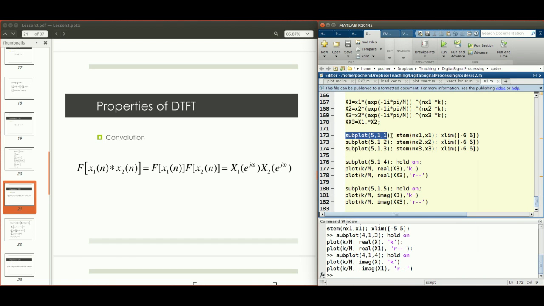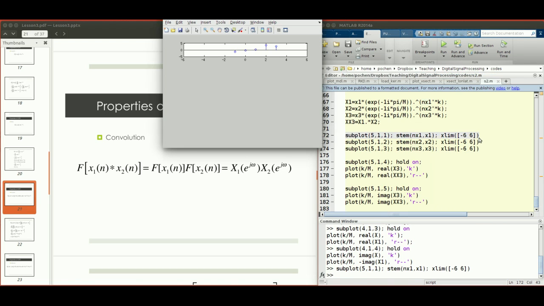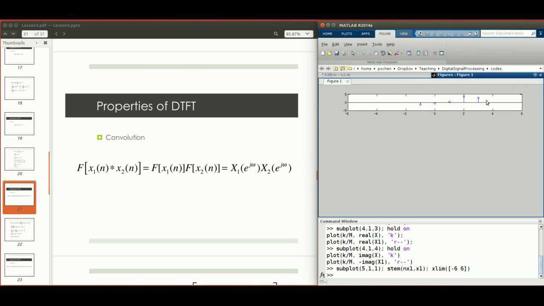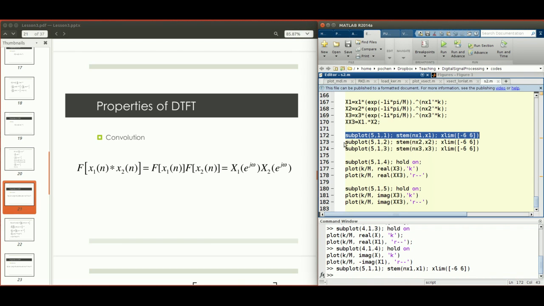So here I'm actually making 5 subplots. The first one is going to be the first signal in time domain, x1. Let's make a plot of it. That's the first signal. So that's going to be our first signal, right? Some random numbers. And then that's our second signal.